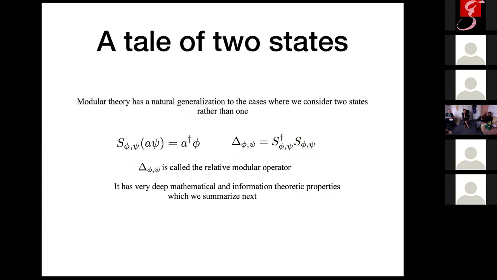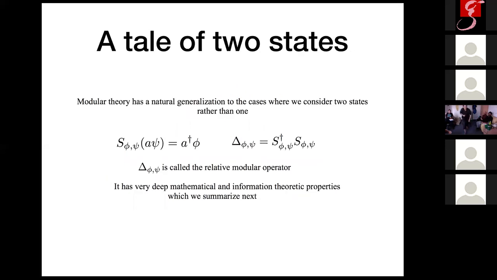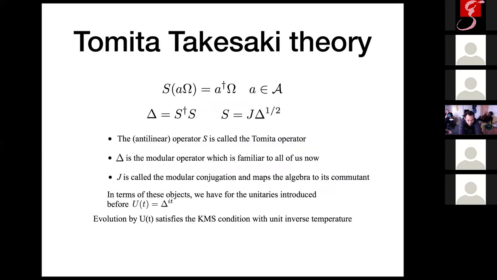Okay. So now we come to two states. Till now we have only dealt with one state. So what happens when you do it with two states? For two states, there is a natural generalization. So if omega is the vacuum of the quantum field theory, then delta is the global boost generator, or what? Oh, it's the boost generator only for the Rindler wedge.